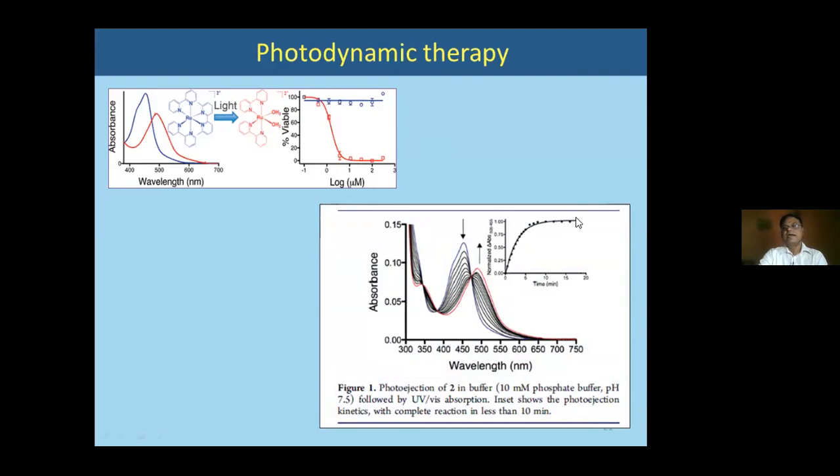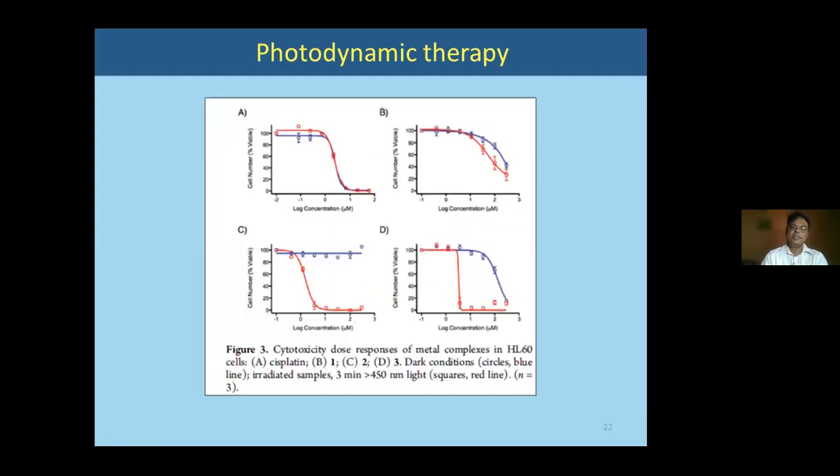And this is the kind of graph. It has been found that within 5 or 10 minutes, almost all the substituted bipyridine ligand is ejected from the coordination sphere, and it is completely converted into the diaqua complex, which can act as a cytotoxic agent. And they tested their cytotoxicity against various cancer cell lines.